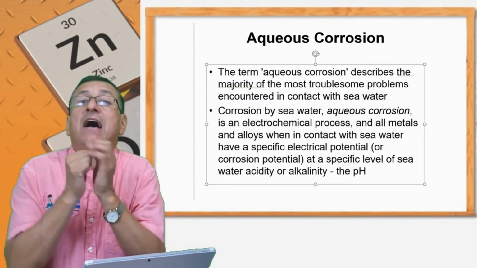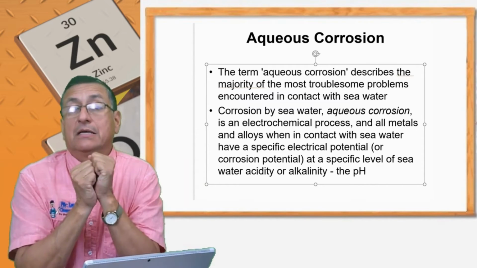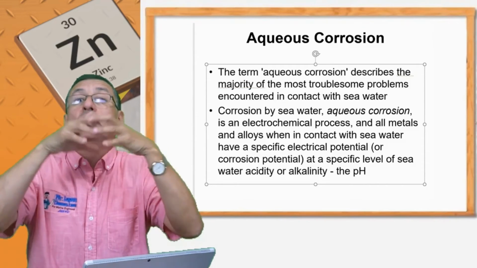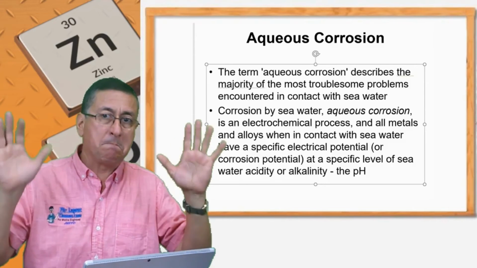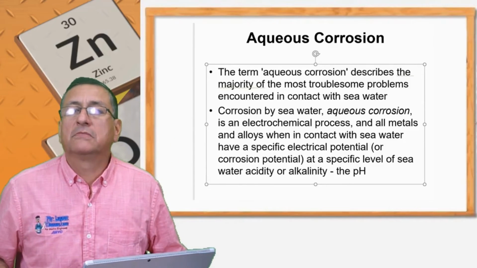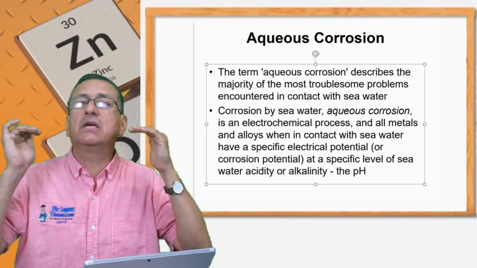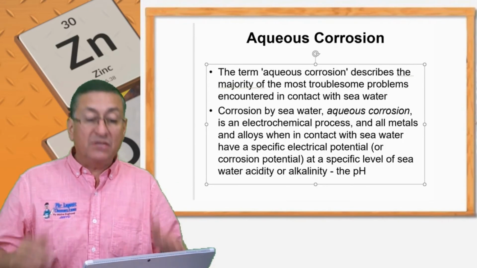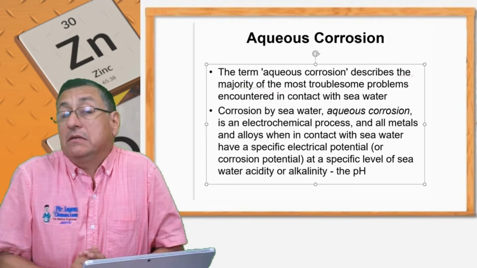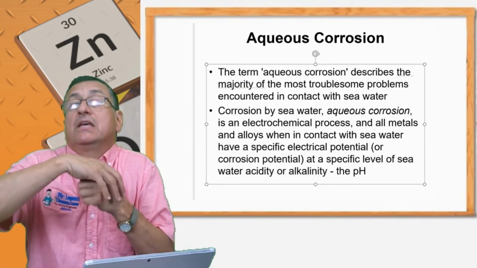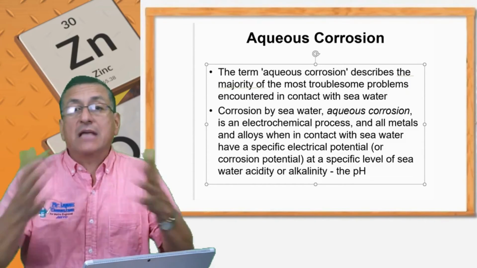Simple. If additionally those two metals are exposed or surrounded by salt water, the phenomenon of corrosion is incremented. This is aqueous corrosion. It's basically the corrosion of the metal because the metal is surrounded by salt water.